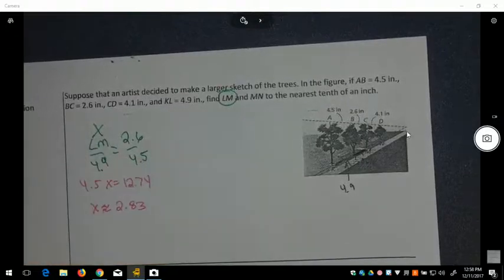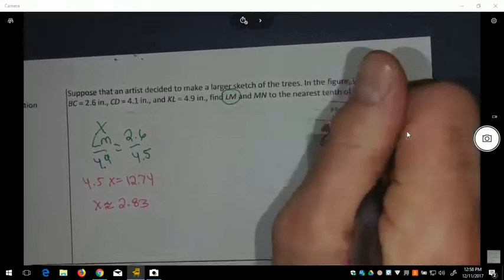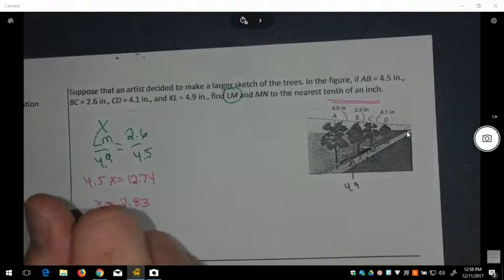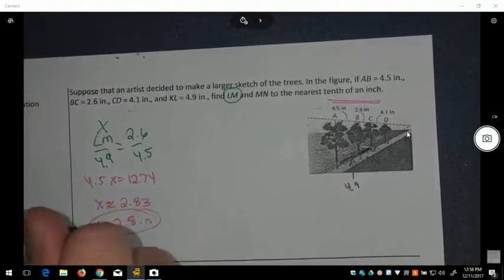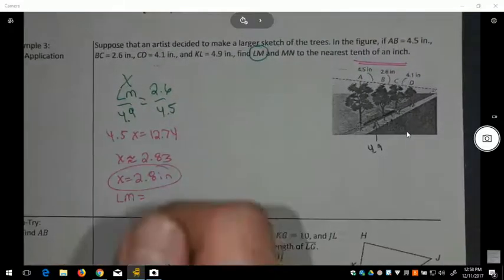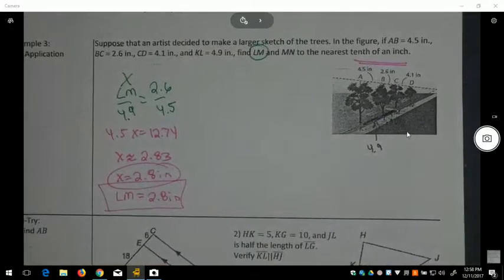We could get a fractional value. It's going to be very large. But since we're rounding anyhow to the nearest tenth of an inch, we could just say x is 2.8 inches long. So x is what we defined as the distance from L to M. So the distance from L to M is 2.8 inches. Now they also ask for MN.